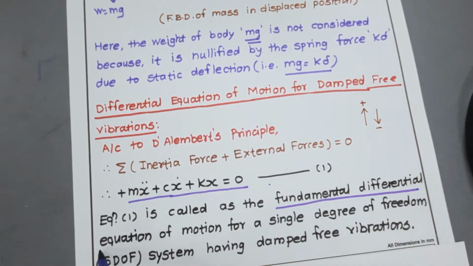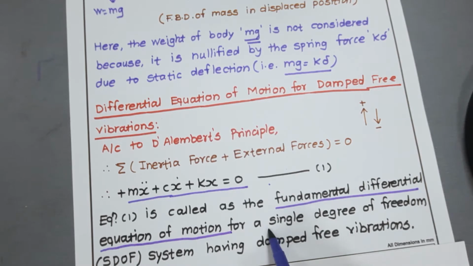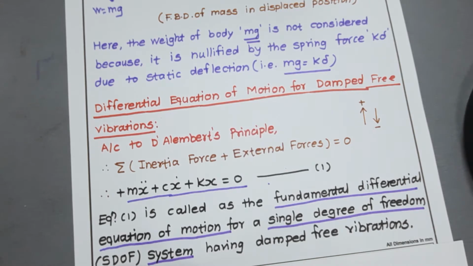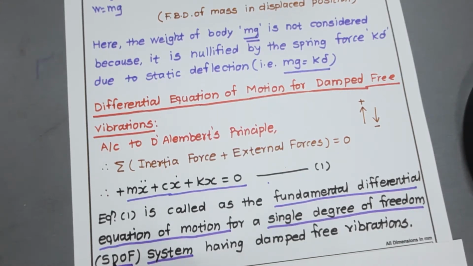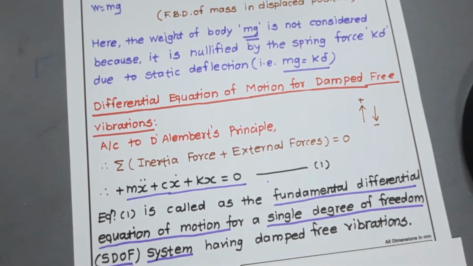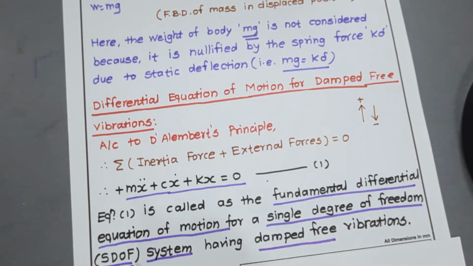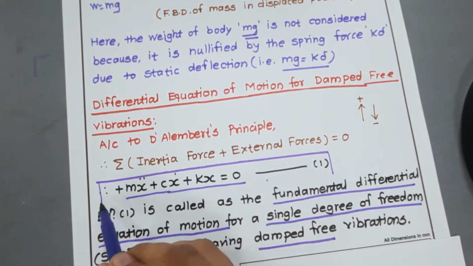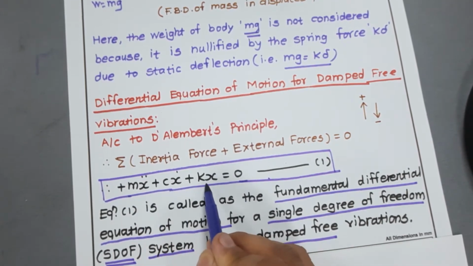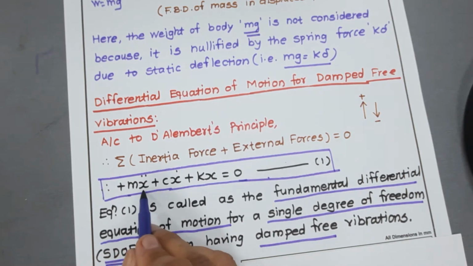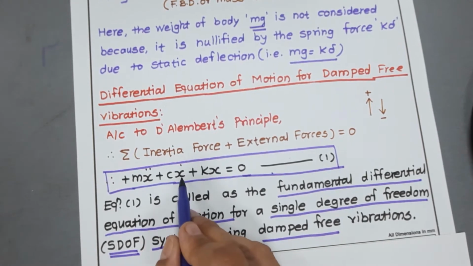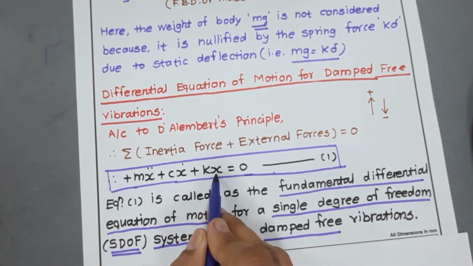This equation is called the fundamental differential equation of motion for a single degree of freedom system. How is single degree of freedom system written in short form? SDOF. S for single, D for degree, O for of, F for freedom. So one can also say SDOF system or single degree of freedom system having damped free vibration. This is a very, very important equation. Let me repeat, this equation is mx double dot plus Cx dot plus Kx is equal to 0. M is the mass of the body, x double dot is the acceleration, C is the damping coefficient, x dot is the velocity, K is the spring stiffness, and x is the displacement.